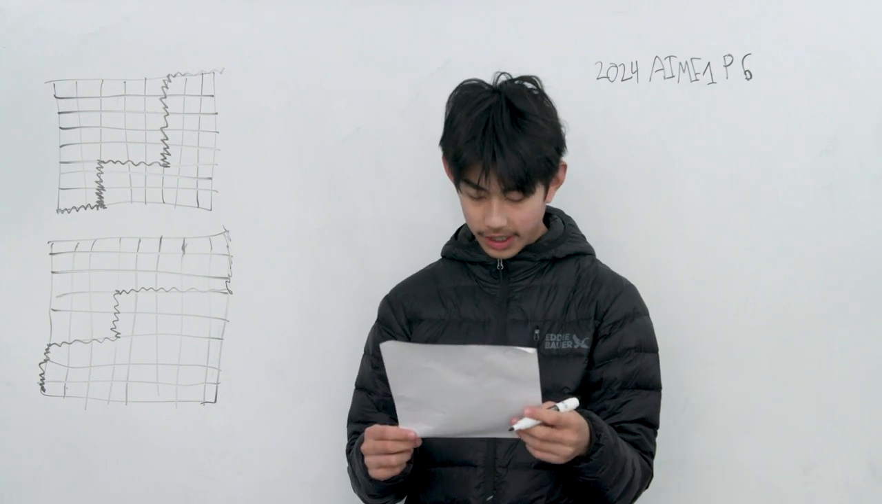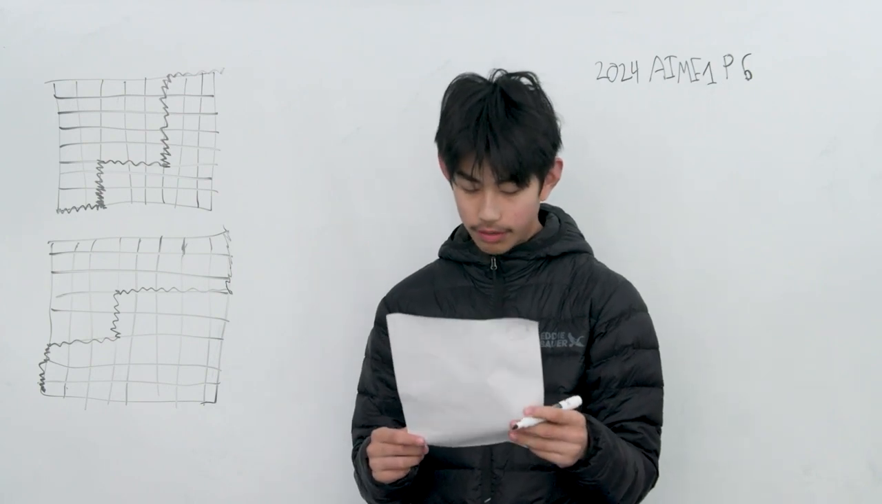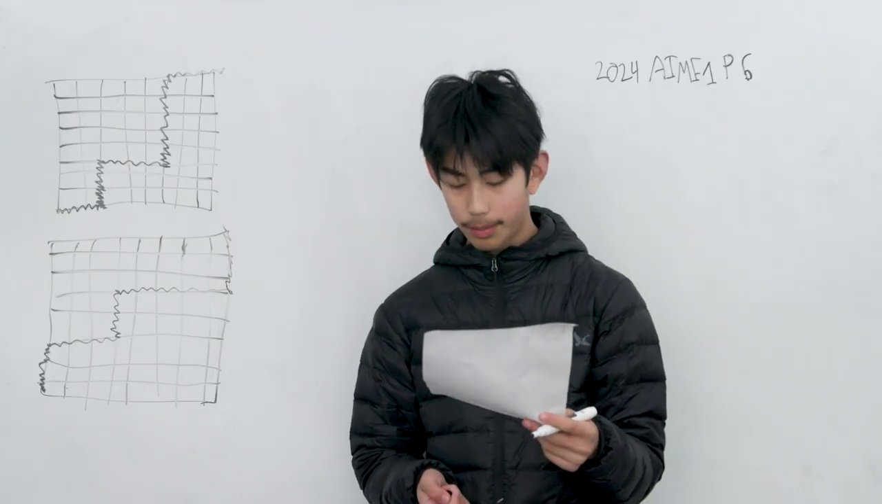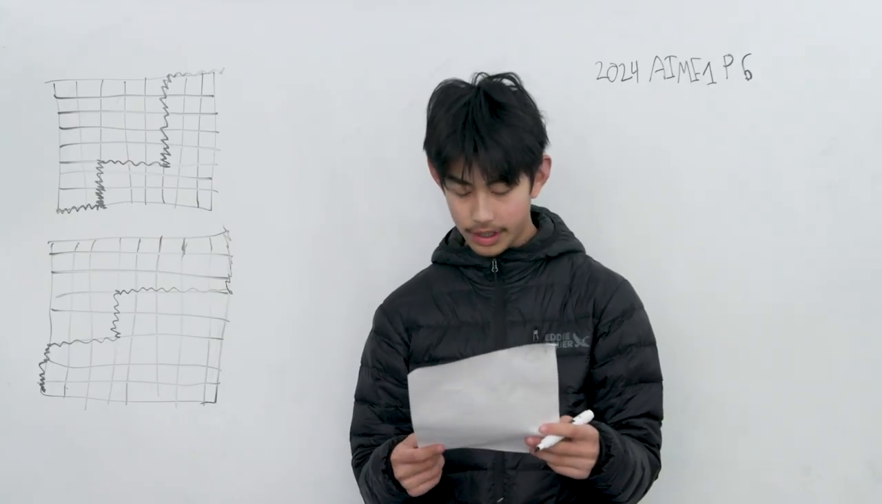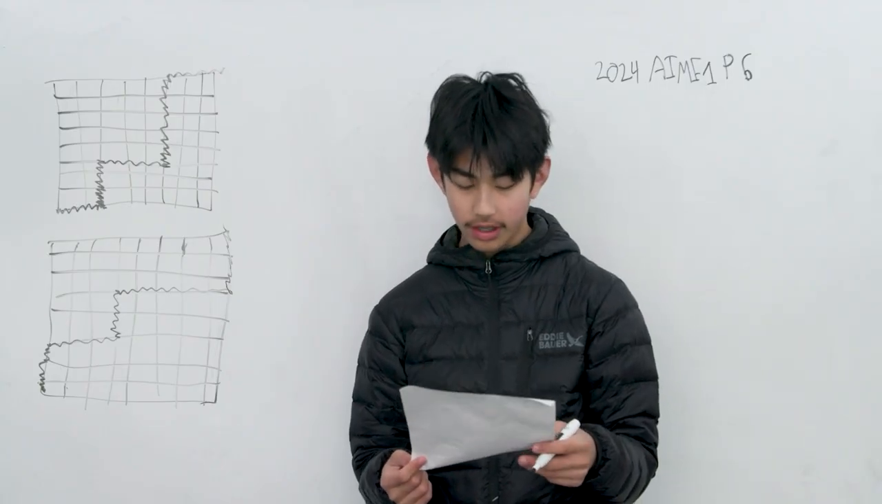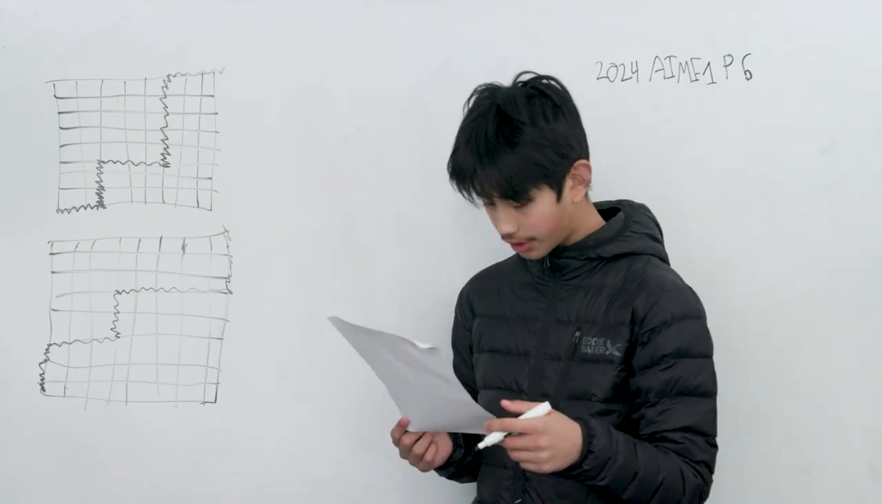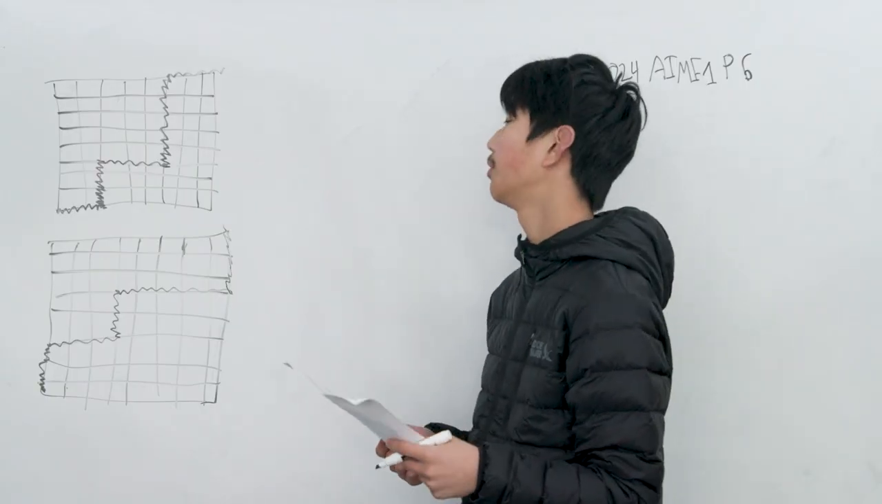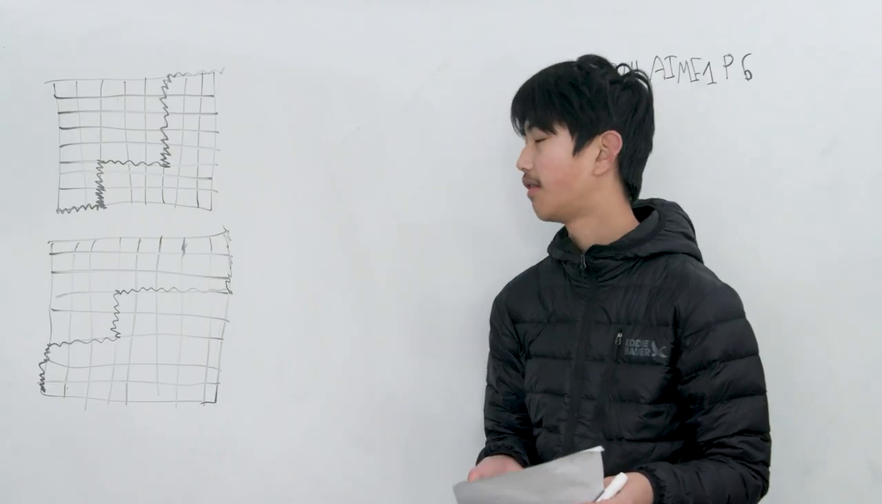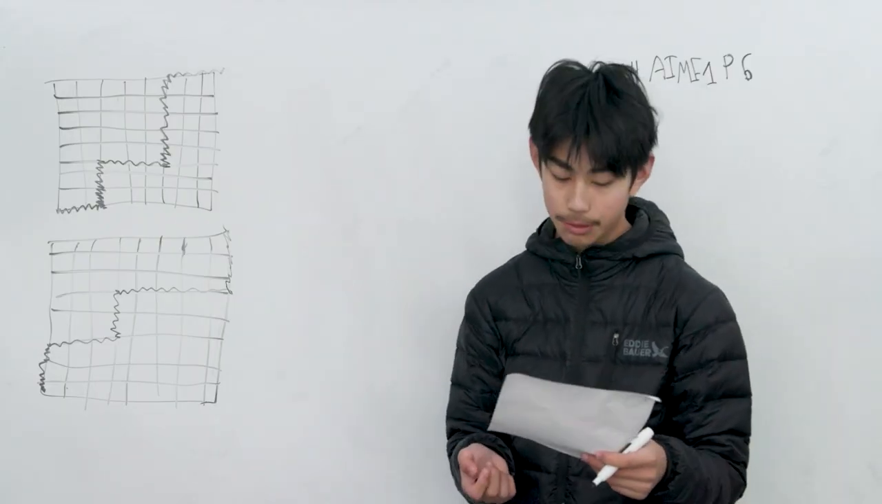Consider the paths of length 16 that follow the lines from the lower left corner to the upper right corner on an 8x8 grid. Find the number of such paths that change direction exactly 4 times, as shown in the examples below. These are the 2 examples they have, where they do indeed change direction 4 times.